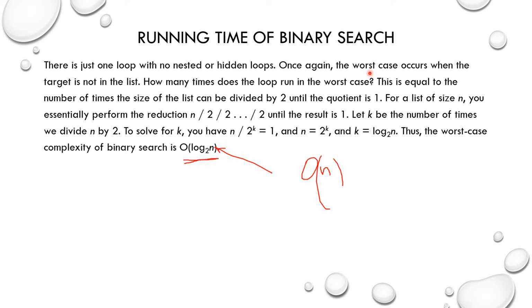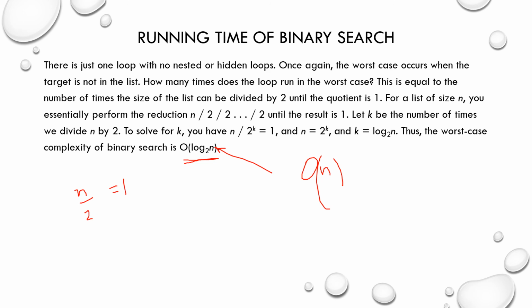Once again, the worst case occurs when the target is not in the list, otherwise the element will be found. How many times does the loop run in the worst case? This is equal to the number of times the size of the list can be divided by 2 until the quotient is 1. We divide the number of elements by 2 until we get the result 1.